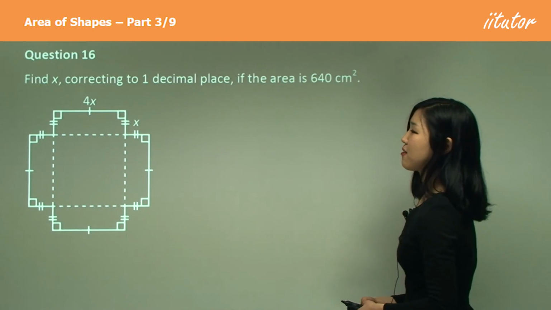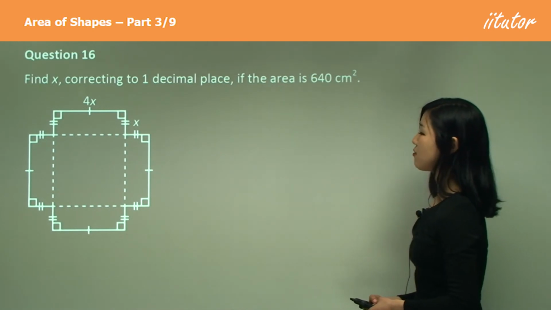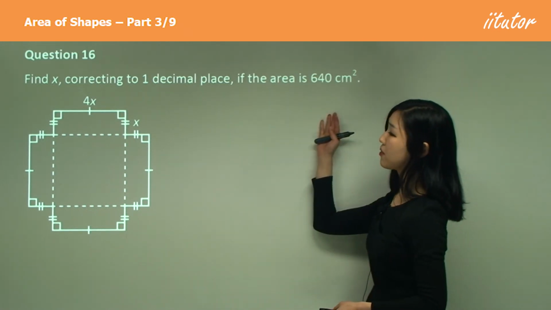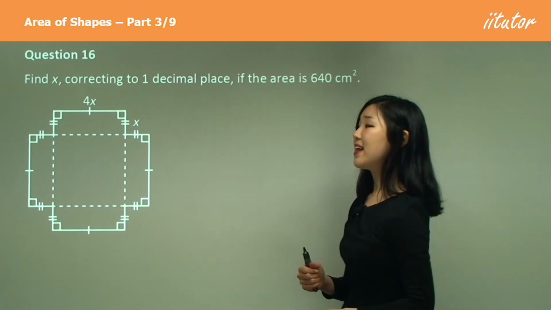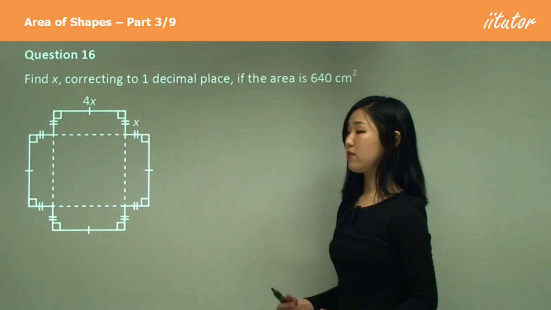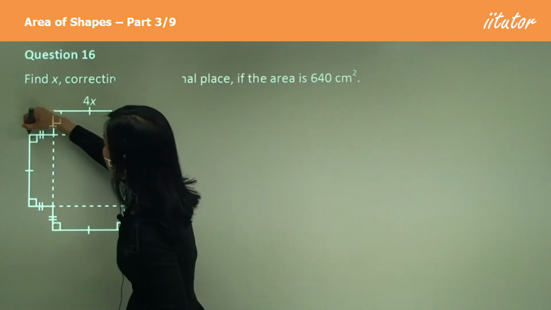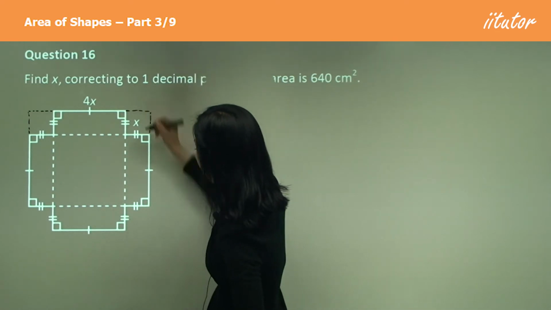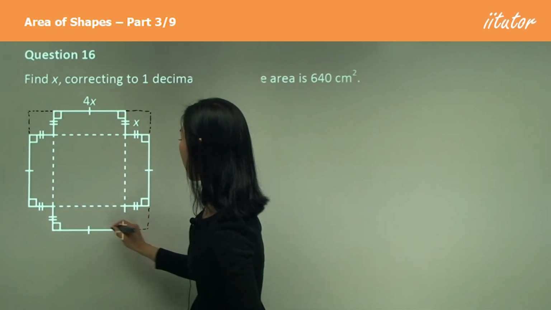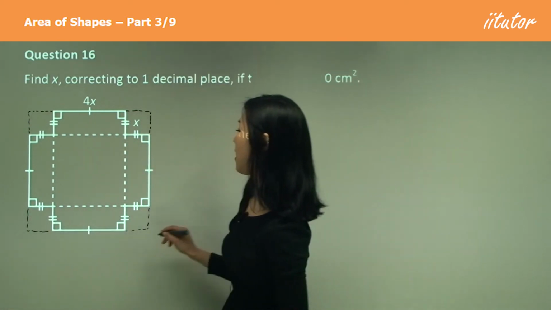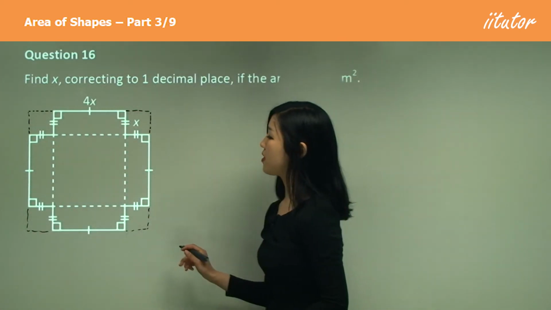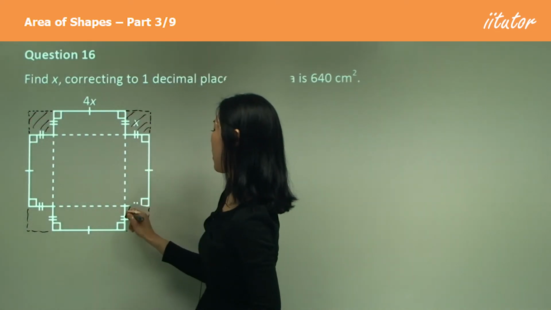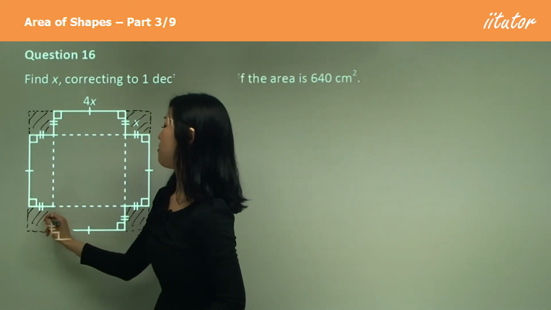Now we need to find x, correct to 1 decimal place, if the area is 640 centimeters squared. So this time we don't have to look for the area because they give you the area, but we want to find x. This time I want to try the same method as in the previous question. I'm going to add in my dotted lines, trying to make them straight this time, to fill in those so I can make a big square. Can you see that? If I put in those dotted lines, it's a big square. So if I find the area of the big square and subtract these little hollow spaces that are also squares, I would get the area of the figure, right?